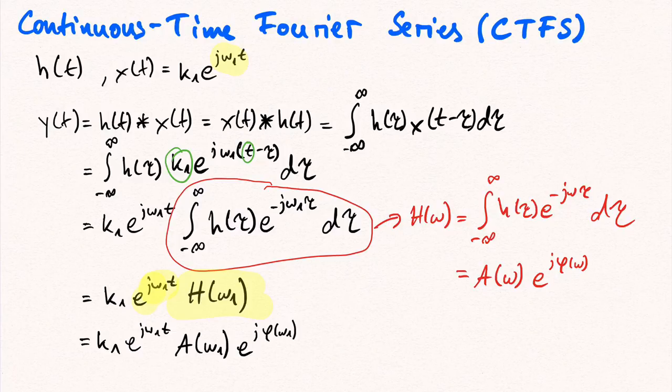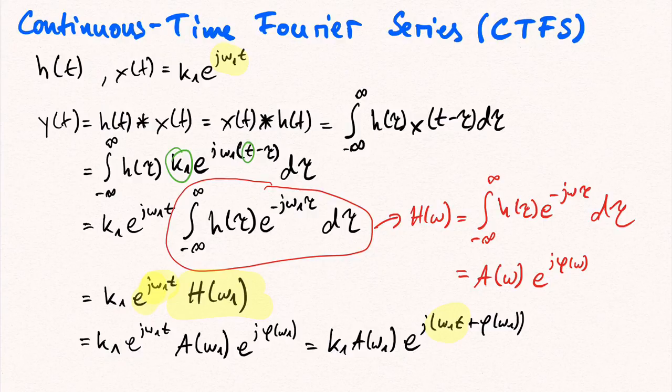Slightly reorganizing and reordering the terms yields that y of t is equal to k1 times A of omega 1 times e to the j of omega 1 t plus phi of omega 1. This shows us that when applying a generic complex exponential as an input, what we get at the output is also a complex exponential with the same frequency omega 1.